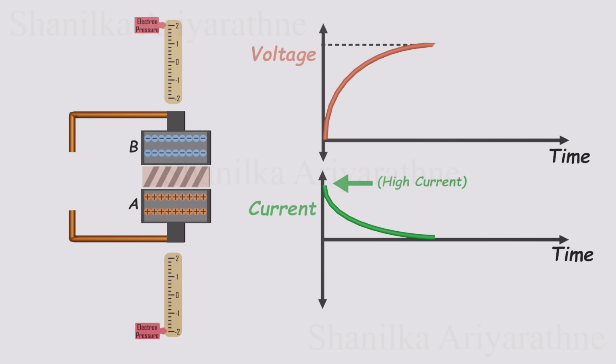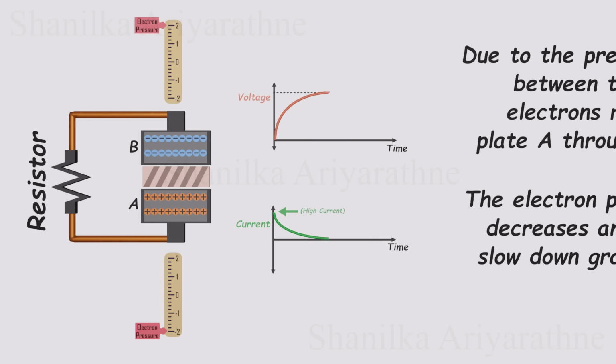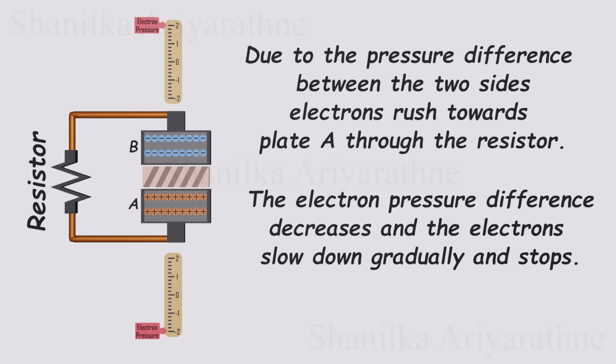Now let's remove the battery and connect the two ends of the capacitor through a resistor. Initially, there is a significant electron pressure in plate B and a very low electron pressure in plate A. Consequently, electrons rush towards plate A through the resistor, resulting in a high current but in the opposite direction. Over time, the electron pressure difference decreases, causing the electrons to slow down gradually. When the pressure difference reaches zero, the current stops.